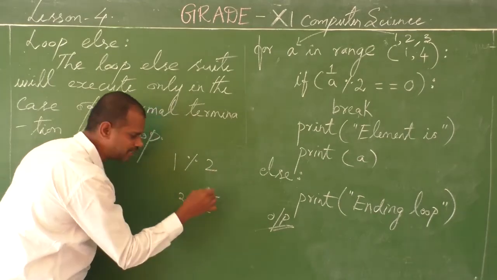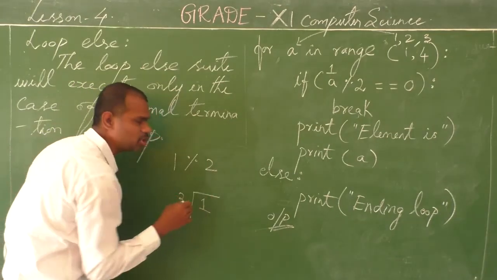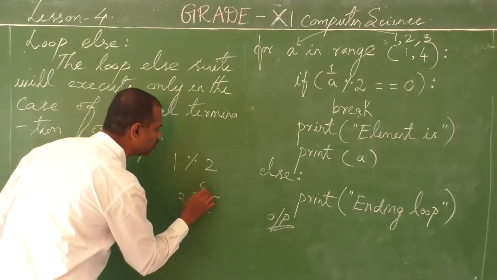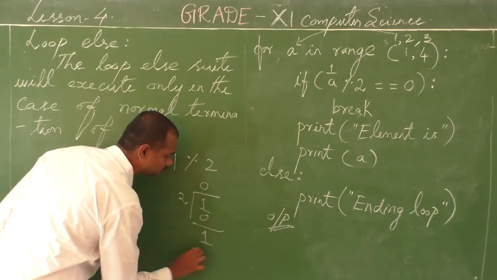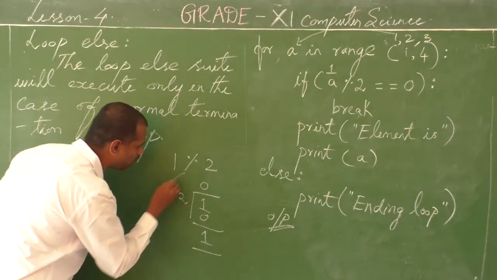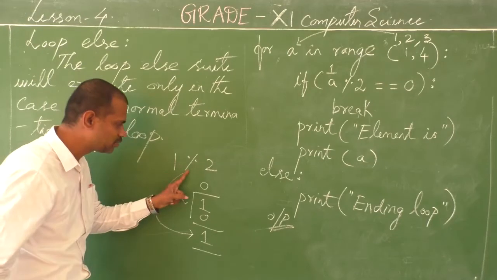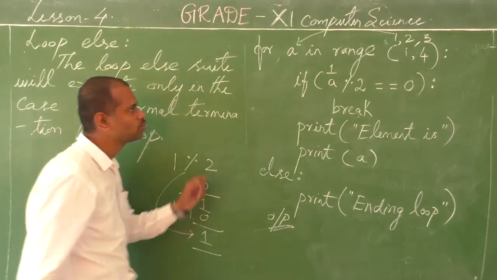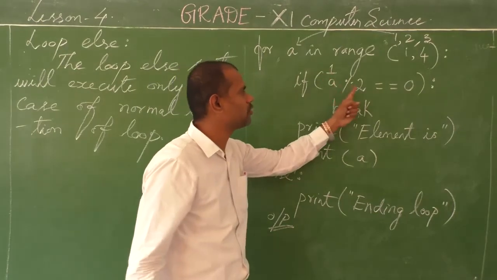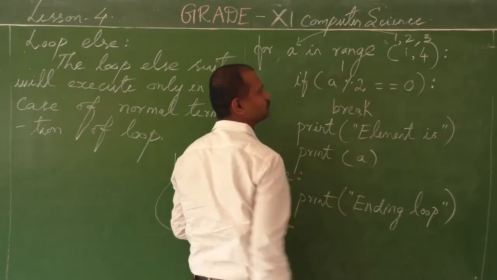The 1 is divided by 2. 2 ones you can't make it, so 2 zeros are 0. The remainder is 1. This modulus will give the remainder. So ultimately, 1 modulus 2, the answer is 1.